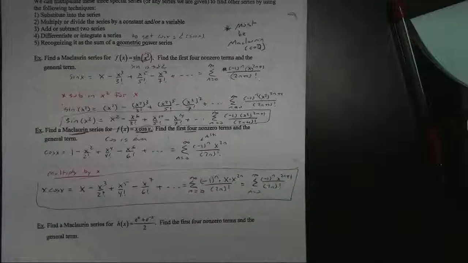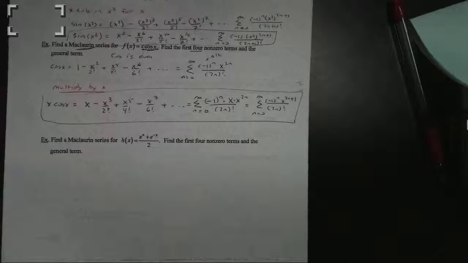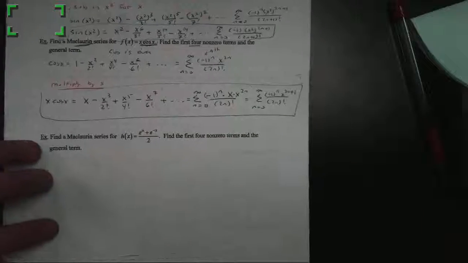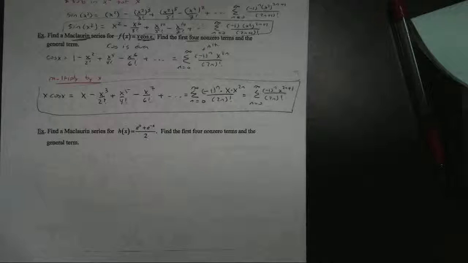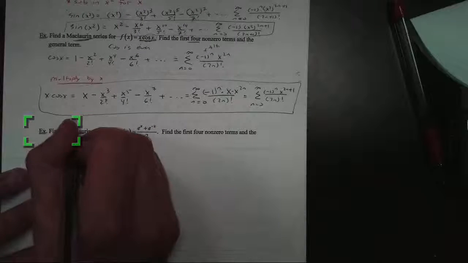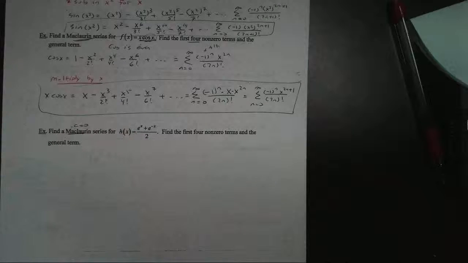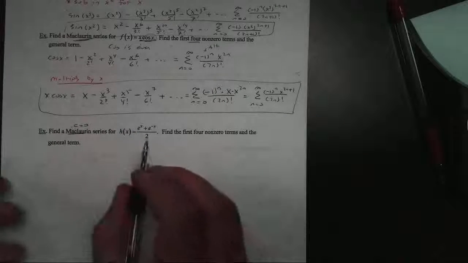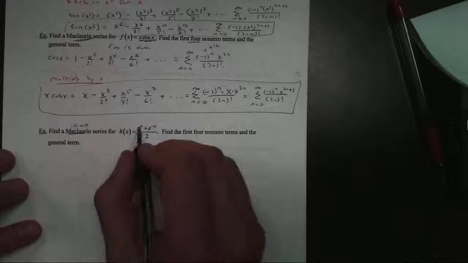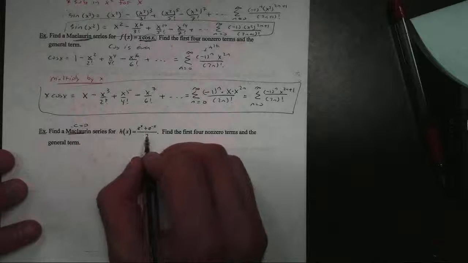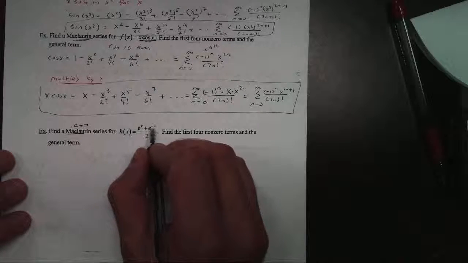All right, our last one is dealing with e to the x. Now this is kind of a neat one right here. Very easy to do. Find the Maclaurin series. So again, it's Maclaurin. Say with your best Irish, Scottish accent. I'm a Maclaurin series right here. Now we're taking e to the x plus e to the negative x, and then we're going to divide it by 2.